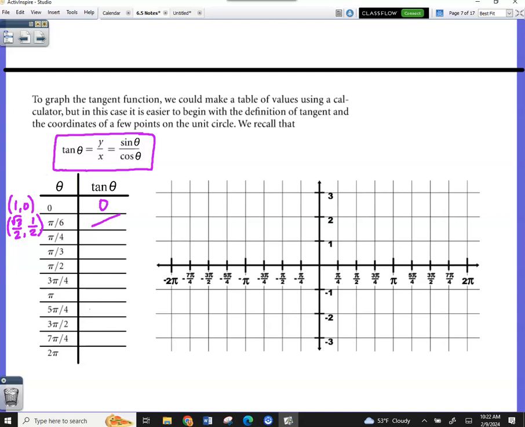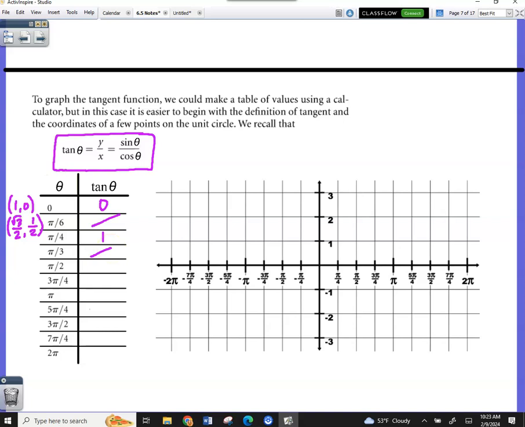Let's go to pi over 4. The increments of 1/4 are nice because what do you notice about the x and the y every time? They're the same value. You just have to watch your signs, right? So if you go to pi over 4, it's the same coordinate. So if I divide them in any order, I get, what? 1. Now if you go to pi over 3, you get that hot mess again, right? So we're going to skip pi over 3.